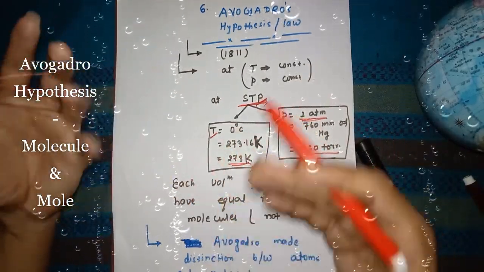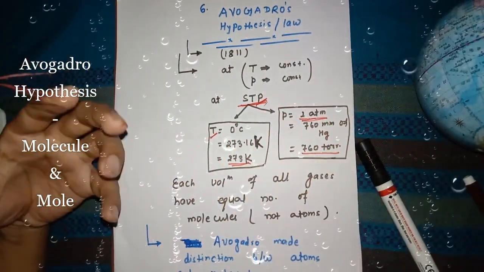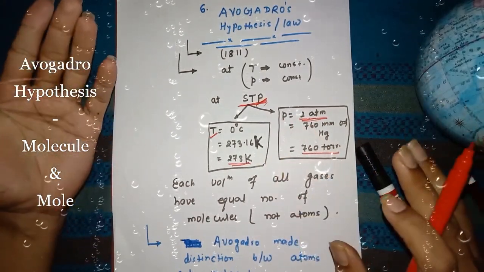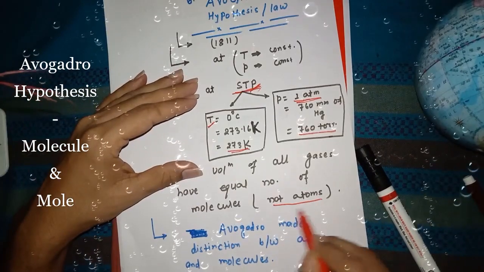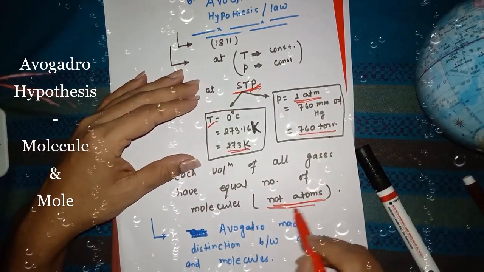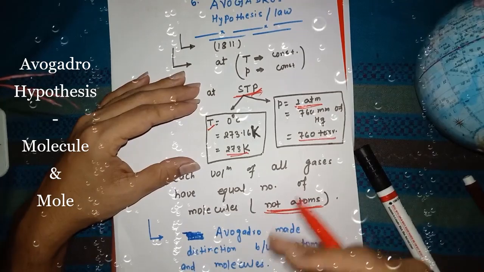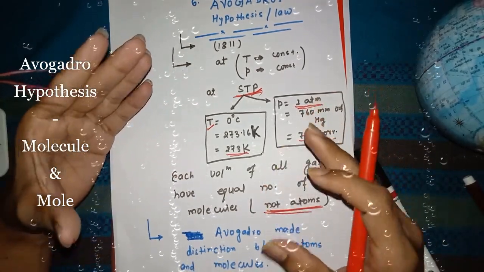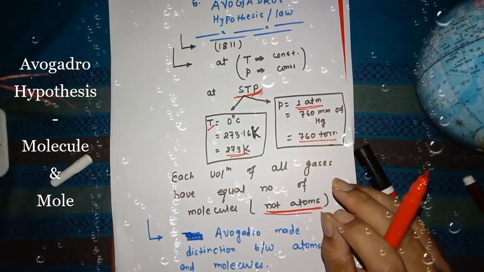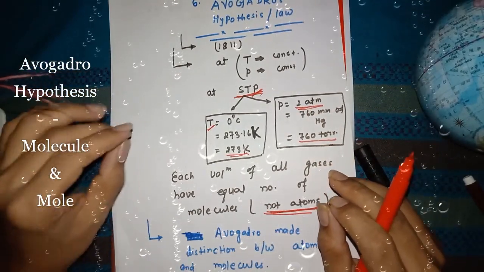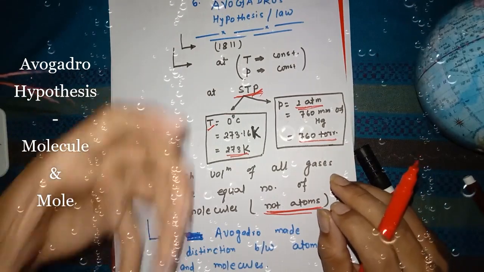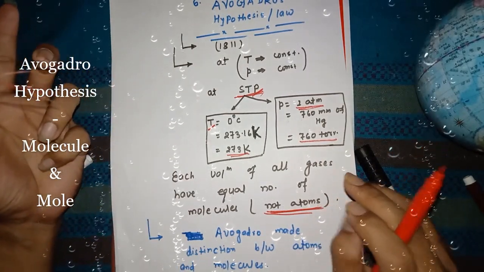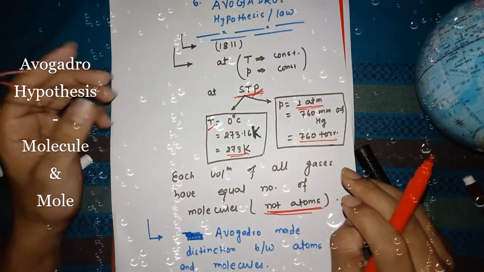Have you got my point? What this law states is that equal volumes of all gases have an equal number of molecules. Here you must consider that it is not given per atom. We don't count atoms, but we count molecules. At STP, if the volume is fixed, then all gases have an equal number of molecules.